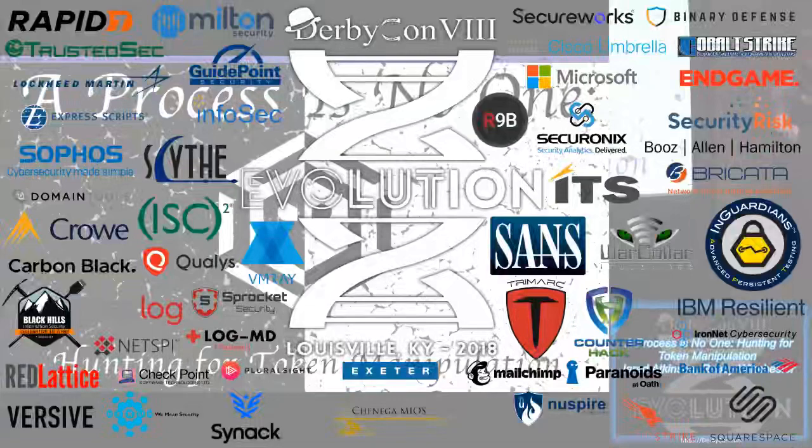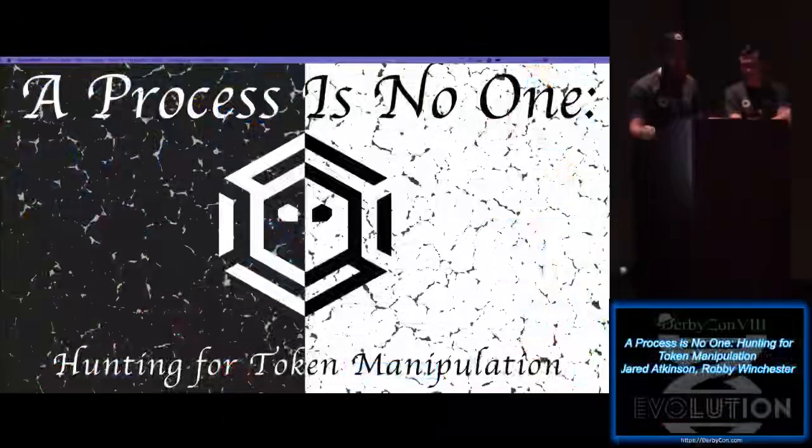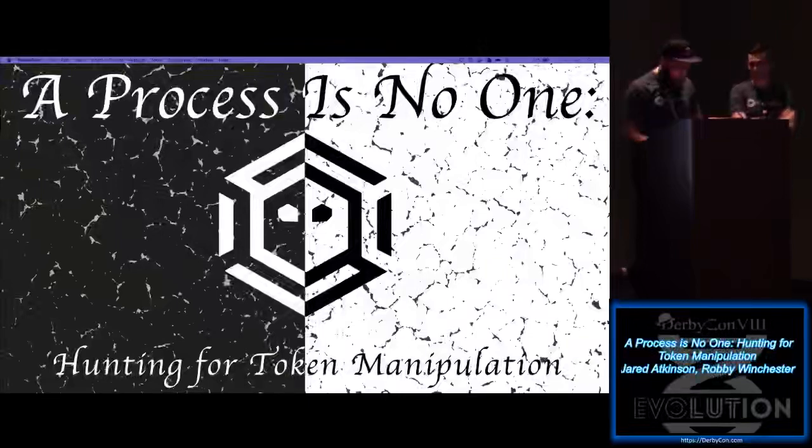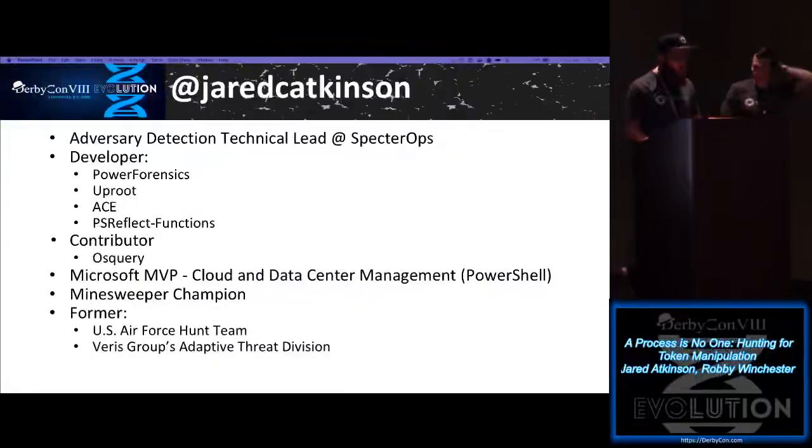It's called A Process is No One, Hunting for Token Manipulation. A little nod to the House of Black and White from Game of Thrones if you're a fan. There's no spoilers. Well, there actually may be spoilers, I guess, but if you haven't watched that season yet, then it's on you.